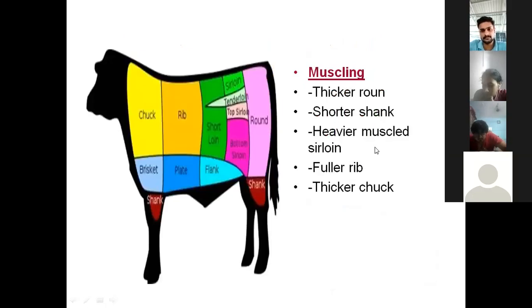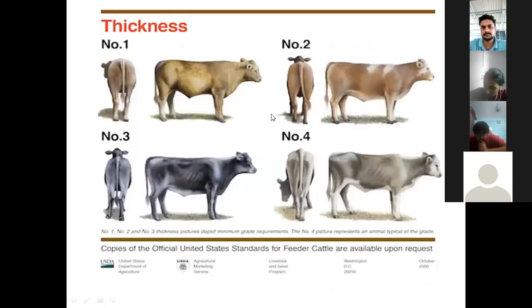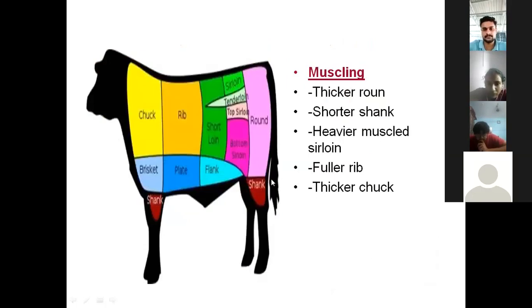Thicker round. This round region should be well thick, and it should be parallel. That is another thing. You can see the leg. When it stands, the leg and the round region should be almost perpendicular-like. It should not be too much bulged also. If it is too much bulged, it partially indicates it is more fatty. Then the shank should be shorter. The shank region should be shorter. So it shows that the muscle is well developed and the shank is less.